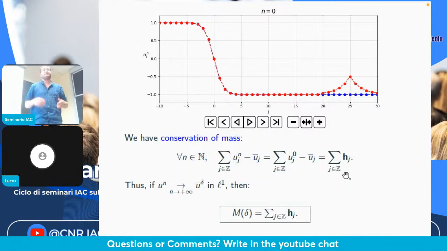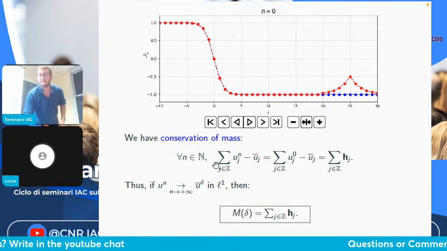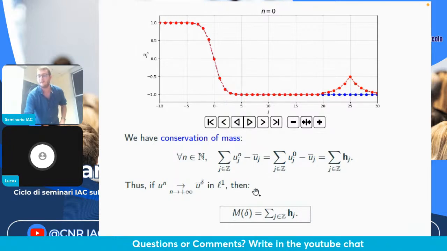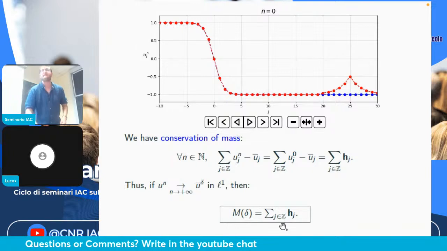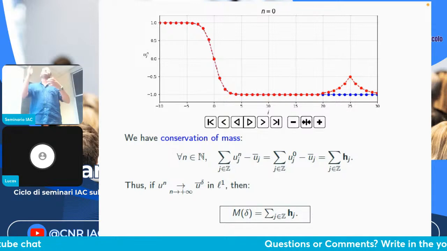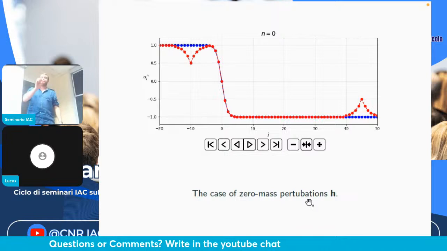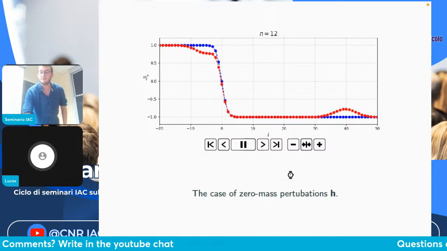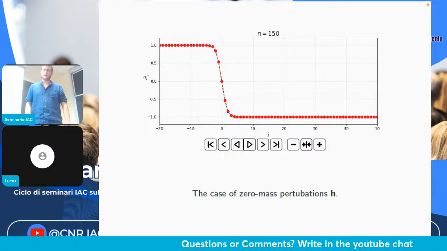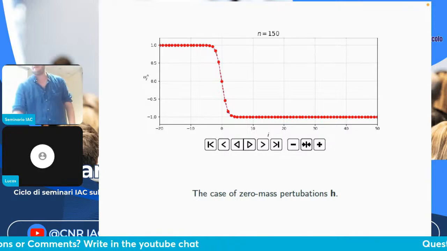And if you suppose that your solution converges towards some discrete shock profile in L1, let's say, then necessarily, going to the limit in this equality, you have that the mass function determines what discrete shock profile you're converging to. So essentially, the mass of your initial perturbation tells you I must converge toward this discrete shock profile. As a consequence, if I consider a zero mass perturbation, I should converge back towards the initial discrete shock profile. This is what appears. So this is just a general presentation of what nonlinear orbital stability is.